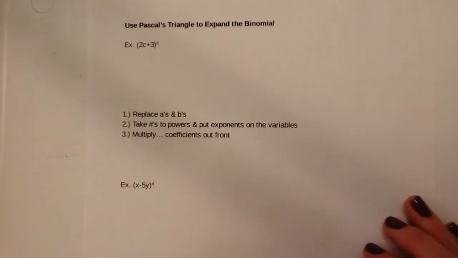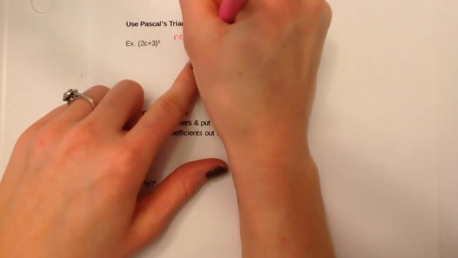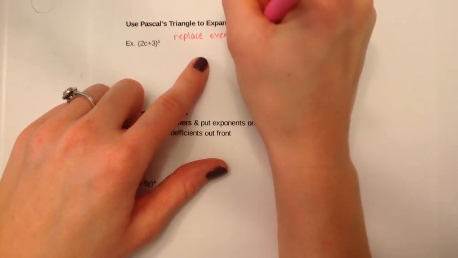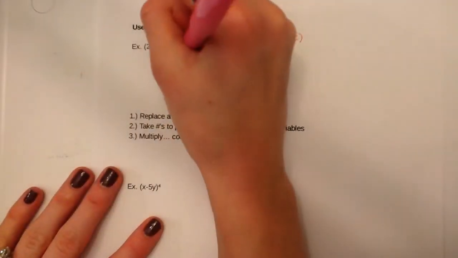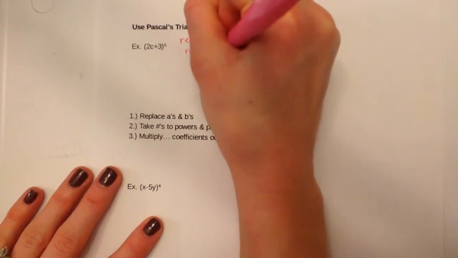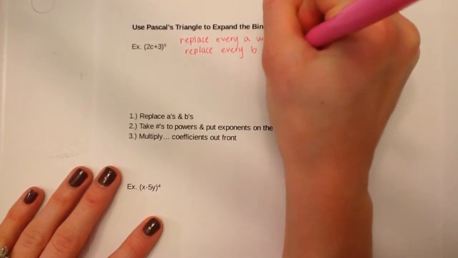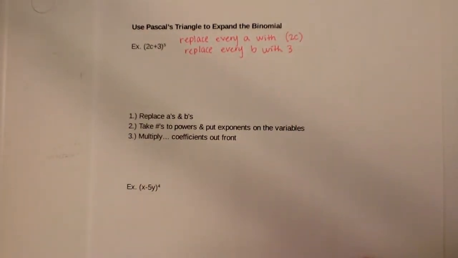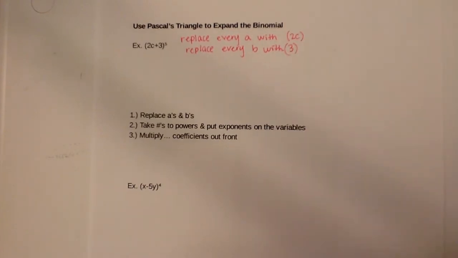So our first example is (2c + 3) to the 5th. If we look at this, we are going to replace every a with 2c, and we're going to replace every b with 3. So we're trying to make it look like something in our triangle up there.